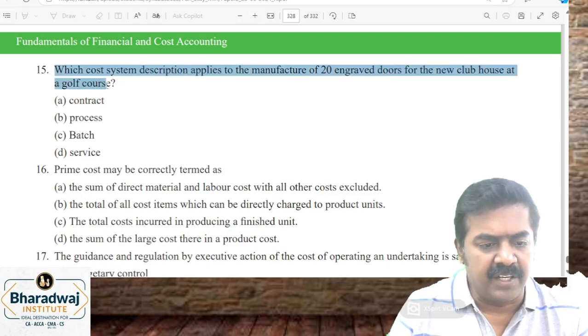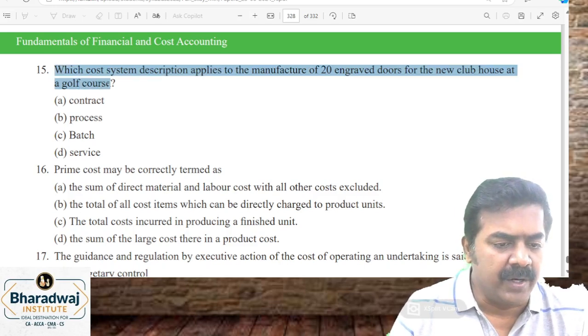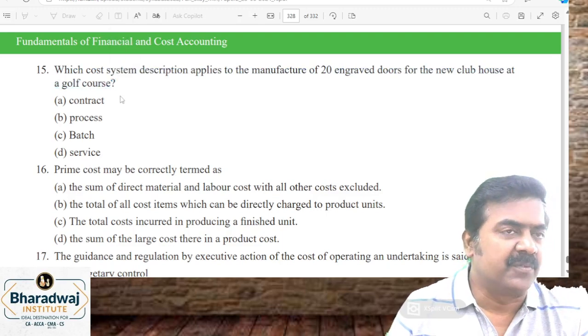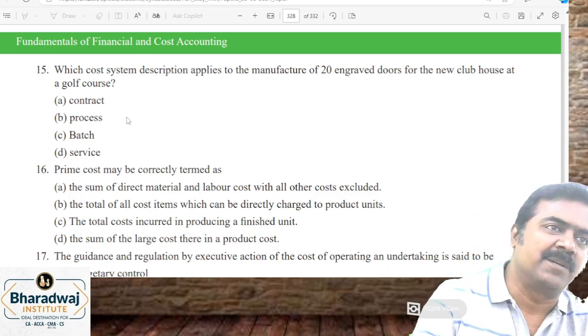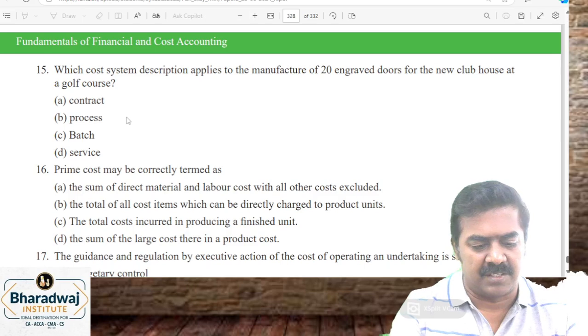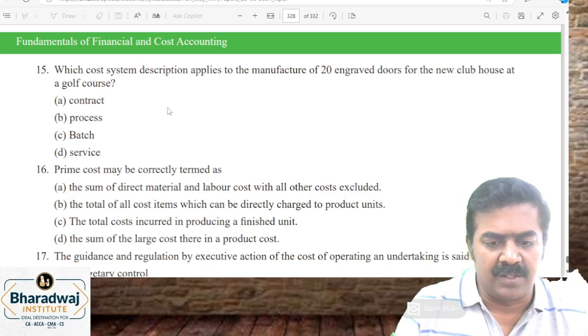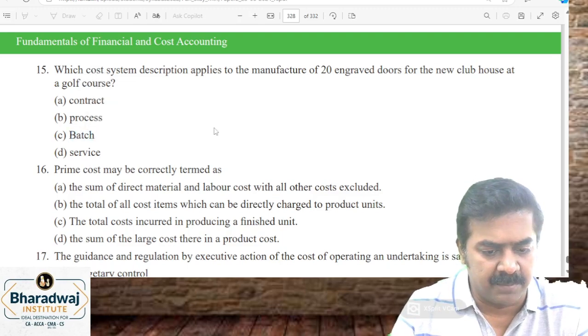We are manufacturing 20 doors. It is manufactured like a batch. What do you mean by batch costing? When is batch costing applicable? When a group of similar products is manufactured. So this will come under which method? Batch costing method.